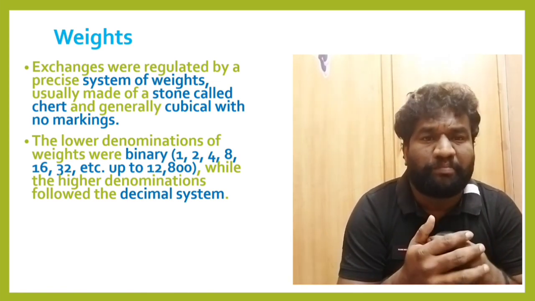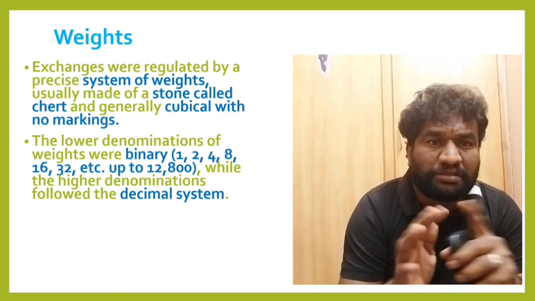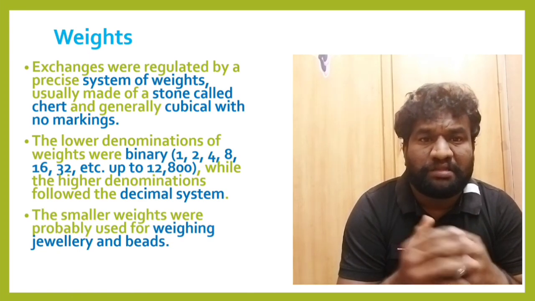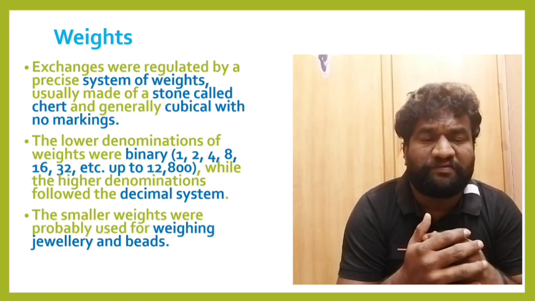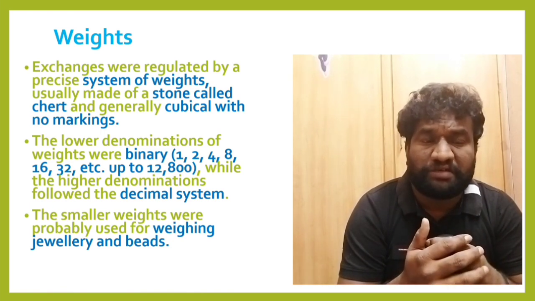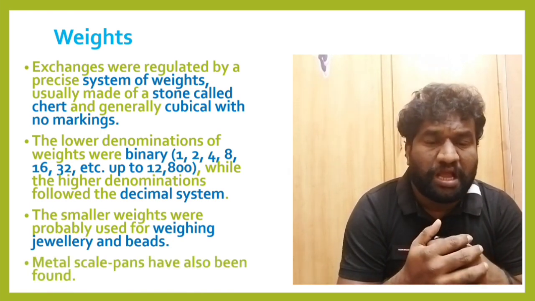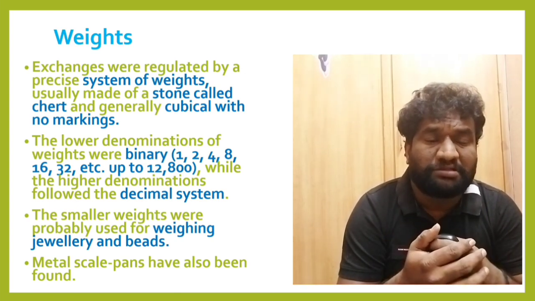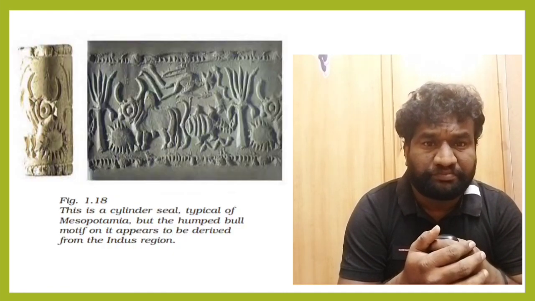It's very, very important, these weights, right? They are cubical weights, but with no markings. The smaller weights were probably used for weighing jewelry and beads, but the larger weights were mostly used for a different purpose. And metal scale pans have also been found. That's very, very important. Metal scale pans have also been found in the Harappan civilization.